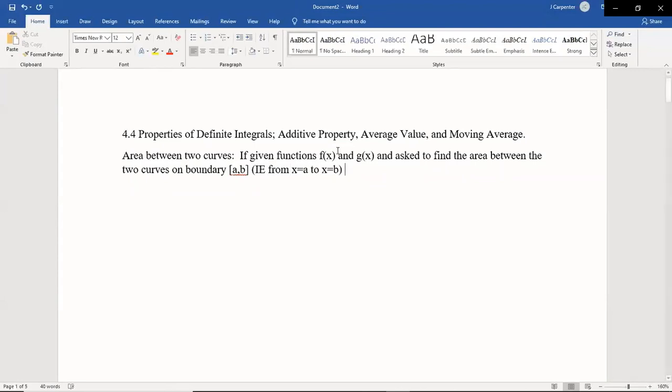So if given functions f of x and g of x, so two curves, and instead of you wanting to find the area under the curve, because now I got two of them, maybe you want to find the area between the two curves. And we'll get a picture for that very shortly. But if you're asked to find the area between the two curves, from a first x value to a second x value, a and b, this is equivalent to the following.